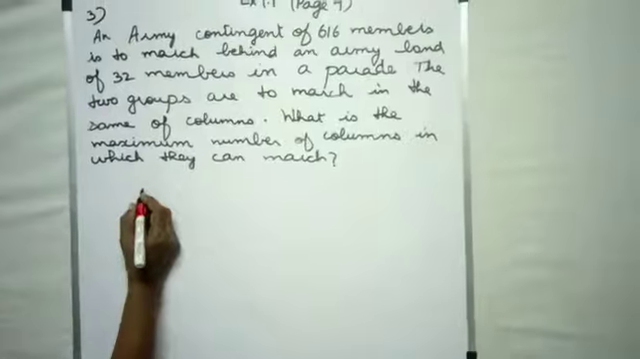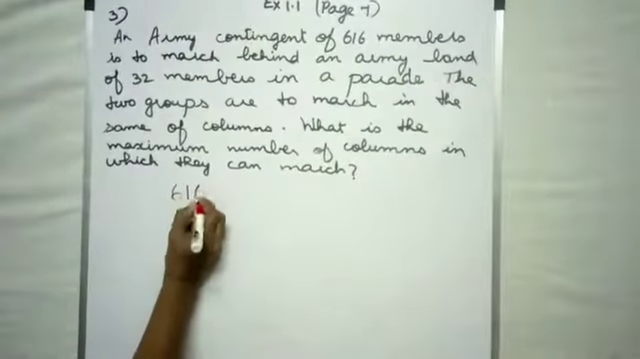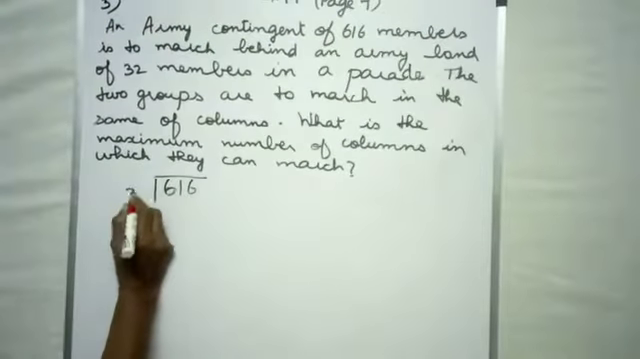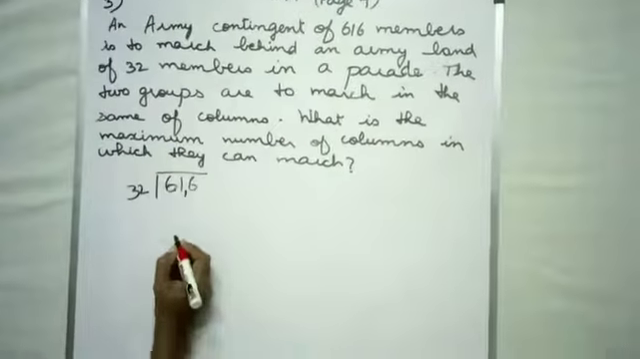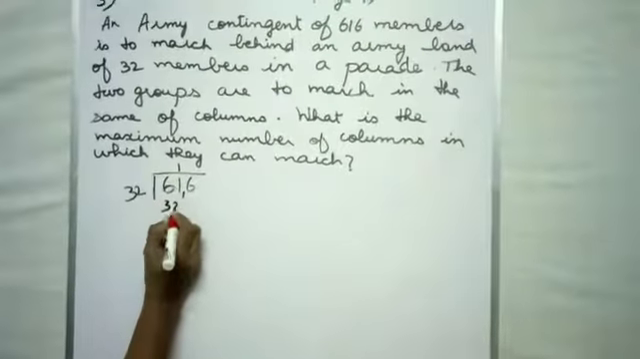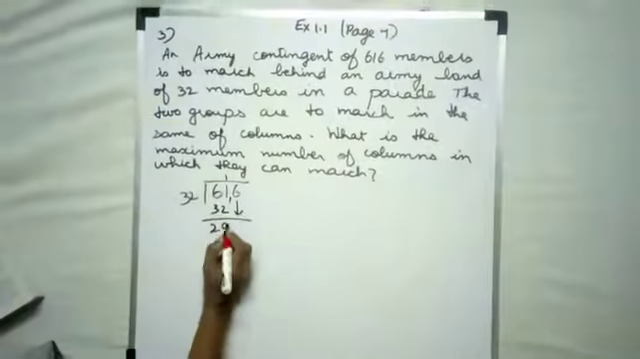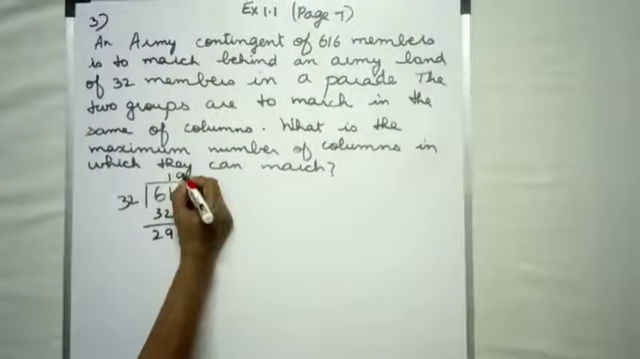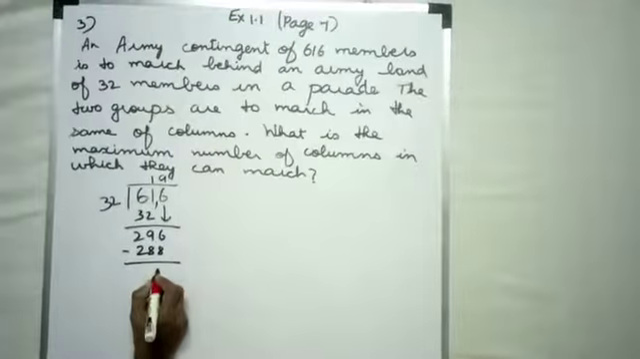So, as we do, which number is greater? 616 divided by 32. How many times does this go? Let us consider the first two numbers. It goes one time, 32. Remainder is 29. Bring this 6 down. So, how many times does this go? This goes 9 times, 288. Subtract this. What is your remainder?